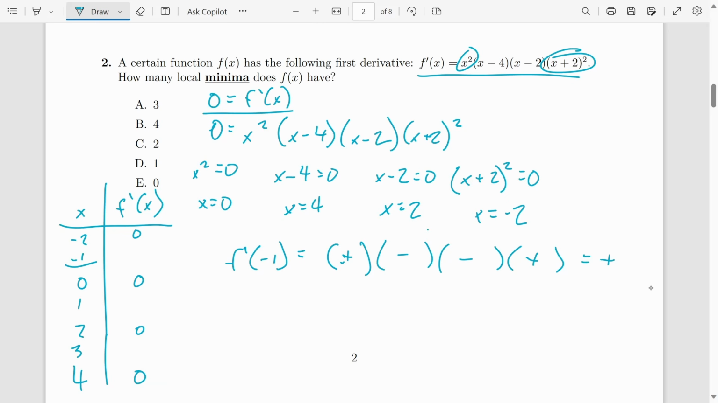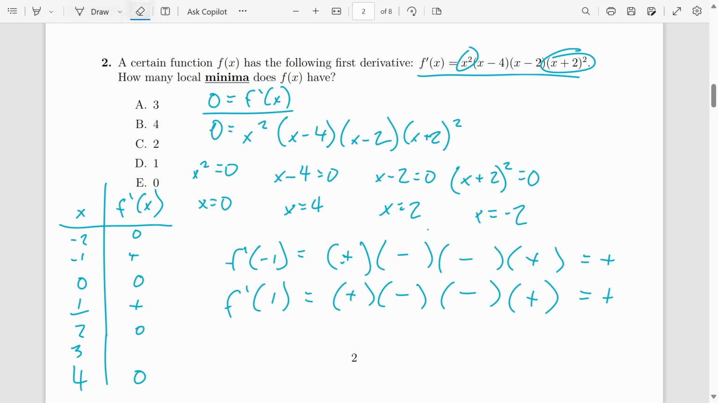That is a positive. Now moving on to +1, f prime of +1. So we've got positives at the end. That's not going to do anything. 1 minus 4 is -3. 1 minus 2 is also negative. So this is going to be positive.